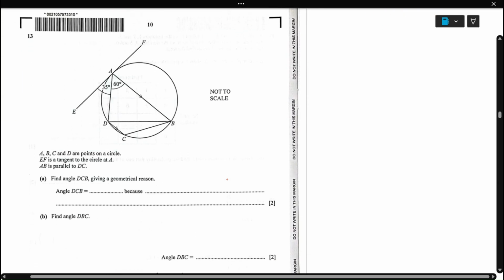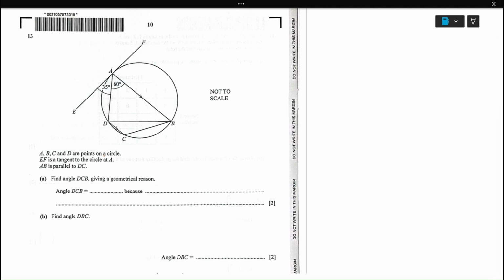Next, question 13 is a circle theorem. A, B, C, D are the points on the circle. EF is the tangent of the circle at A. AB is parallel to DC. Find DCB, giving the geometrical reason.